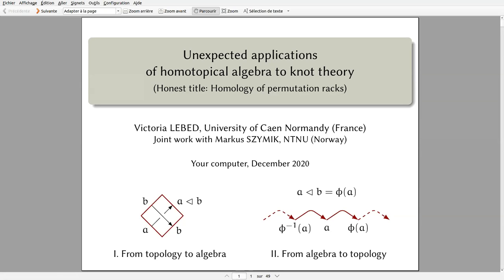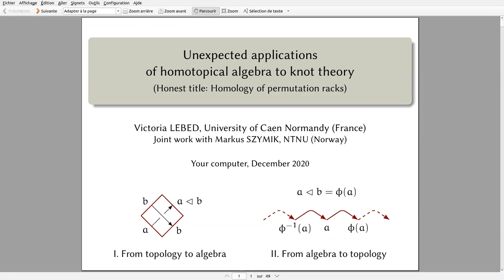So hello to everybody. Thank you very much, Roger, for this opportunity to talk in front of you and to see you all, even though it's only virtually, unfortunately. So my topic for today is unexpected applications of homotopical algebra to knot theory. The most unexpected word in this title is probably the first word, unexpected.